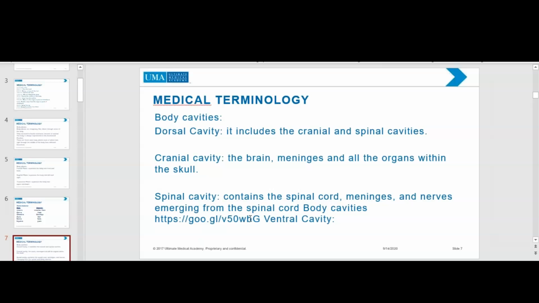Body cavities. The dorsal cavity includes the cranial and spinal cavities. The cranial cavity holds the brain, the meninges, and all the organs within the skull. The spinal cavity contains the spinal cord, meninges, and the nerves emerging from the spinal cord. And I provided a link if you guys want to take a look at some of these different anatomical views.